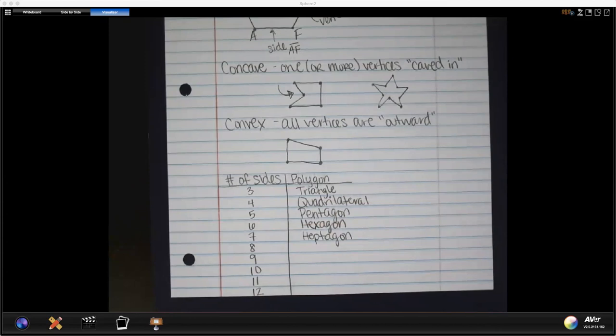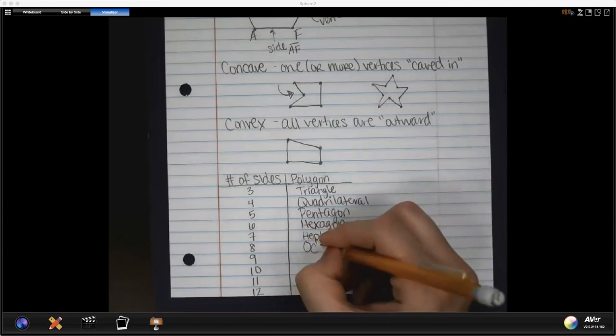So septagon is actually a name that I hear almost every single year, and I have no clue where it came from because I've literally never heard of septagon until I came to the school. So I don't know if it's a middle school thing that people are teaching septagon, but I don't know where that comes from. Okay, 8.